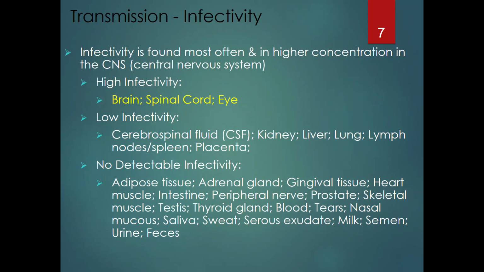On the other hand, tissues such as adipose tissue, adrenal glands, gingival tissue, heart, muscle, intestine, peripheral nerve, prostate, skeletal muscle, testes, and thyroid glands are considered to have no detectable infectivity. Bodily fluids such as blood, tears, nasal mucus, saliva, sweat, serous exudate, milk, semen, urine, and feces are also considered to have no detectable infectivity. However, caution should still be exercised as prion disease transmission through blood and other bodily fluids has been reported in rare cases.